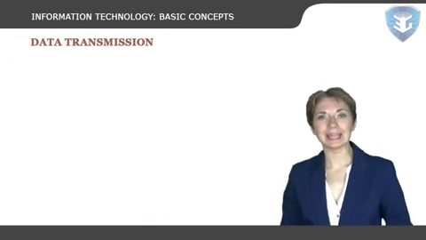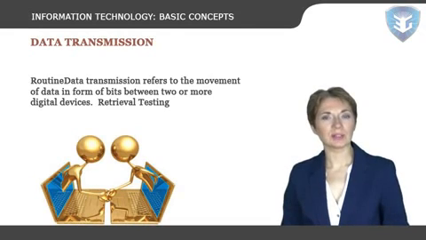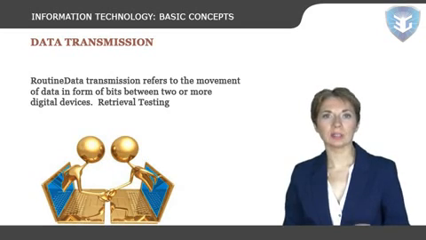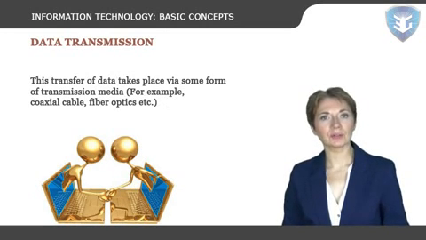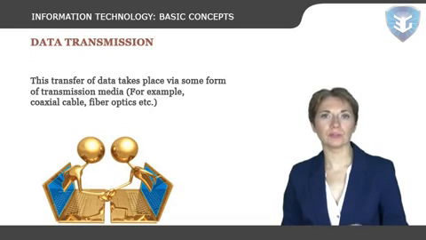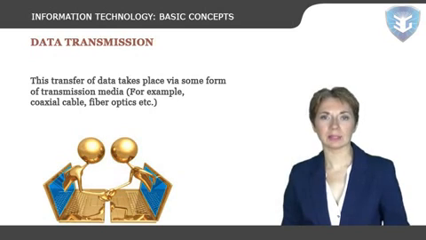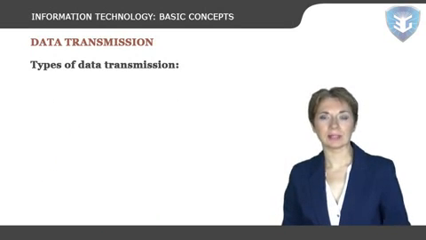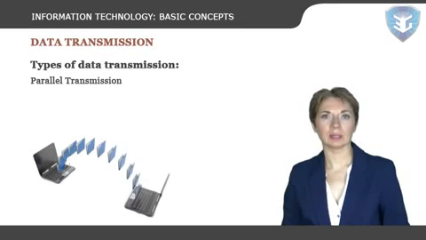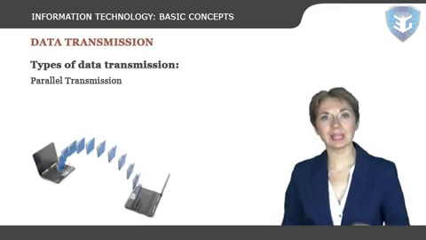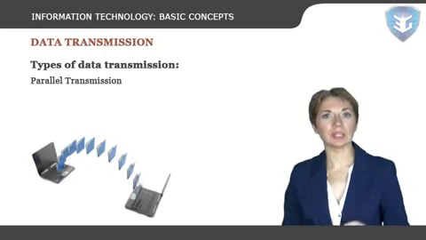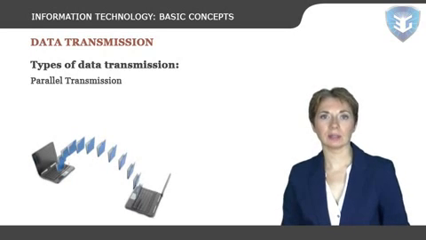Now we will study data transmission. Data transmission refers to the movement of data in the form of bits between two or more digital devices. This transfer of data takes place via some form of transmission media, for example, coaxial cable, fiber optics, etc. Types of data transmission. Parallel transmission. In parallel transmission, all the bits of data are transmitted simultaneously on separate communication lines. Parallel transmission is used for short-distance communication.